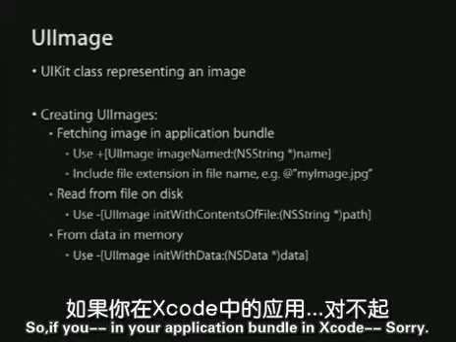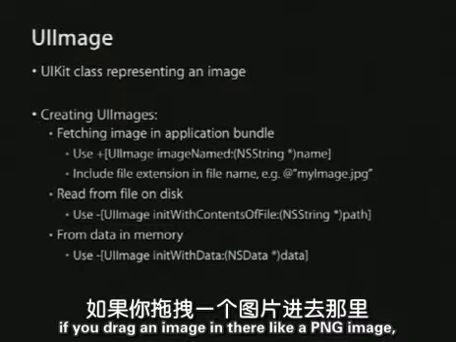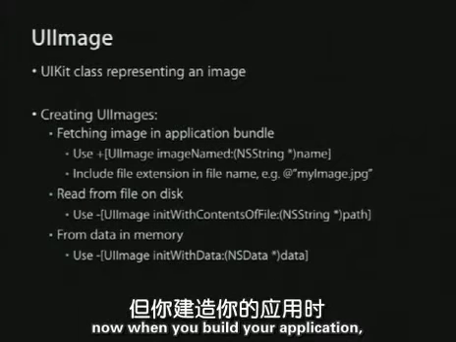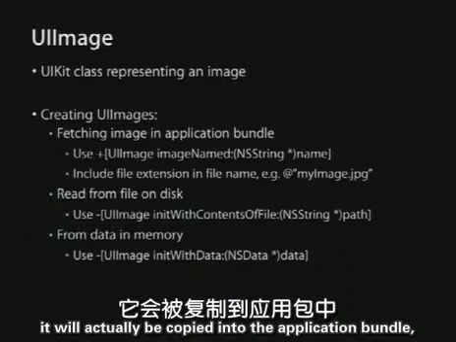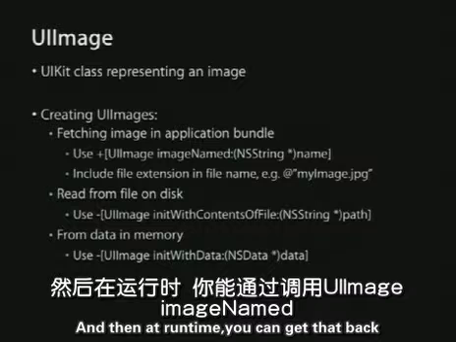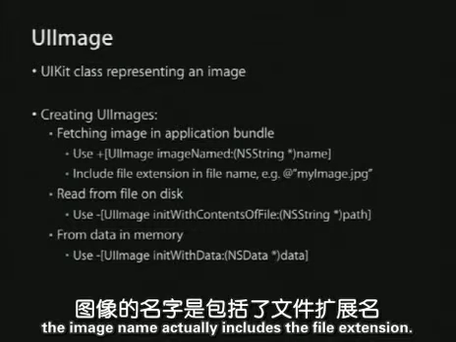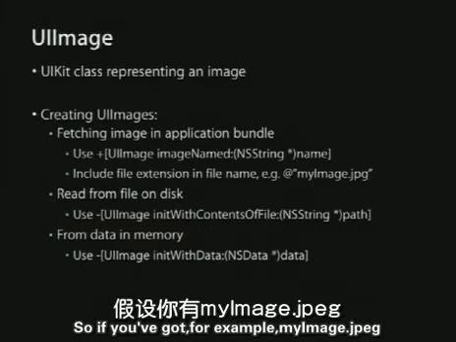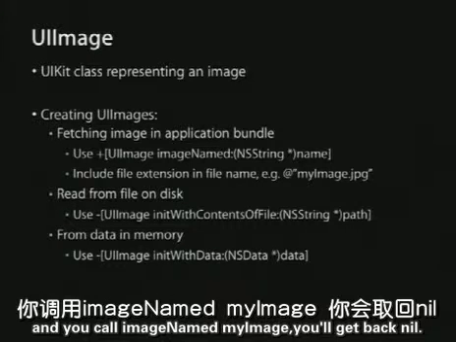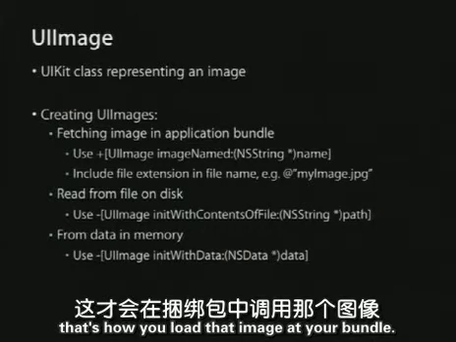So if, in Xcode when creating your application, you drag an image in there, like a PNG image, when you build your application, it will actually be copied into the application bundle, which is the grouping of resources used by your application. And then at runtime, you can get that back by calling UIImage imageNamed and then the name of the image. One thing to keep in mind there, the image name actually includes the file extension. So if you've got, for example, myimage.jpg, and you call imageNamed myimage, you'll get back nil. Nothing's going to load. If you call imageNamed myimage.jpg, that's how you load that image out of your bundle.